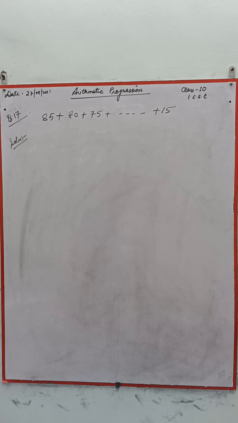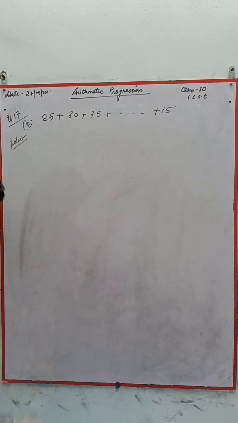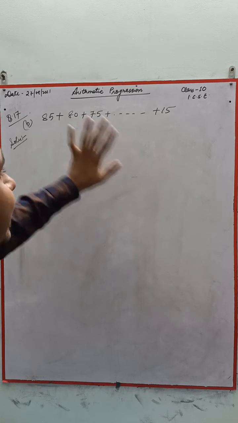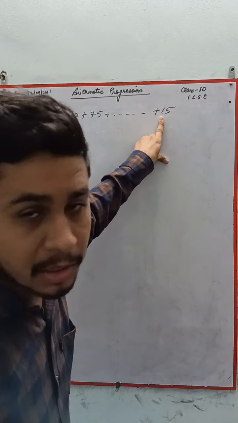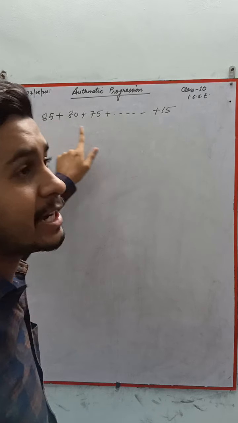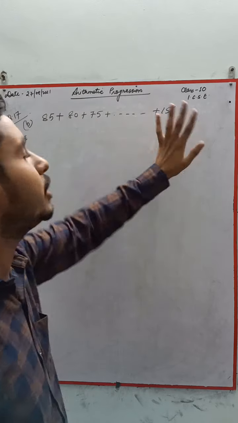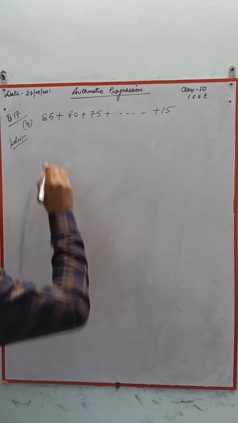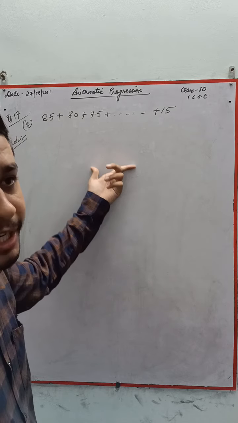Now we have the 17th question. B1 I am taking. And the question is 85 plus 80 plus 75 and so on up to 15. So how we will do this question? First, we have the nth term, we have a, we can easily detect d, but we don't have n. How many terms are there? We don't know. So first we need to find the value of n, as I told you in the previous question also.